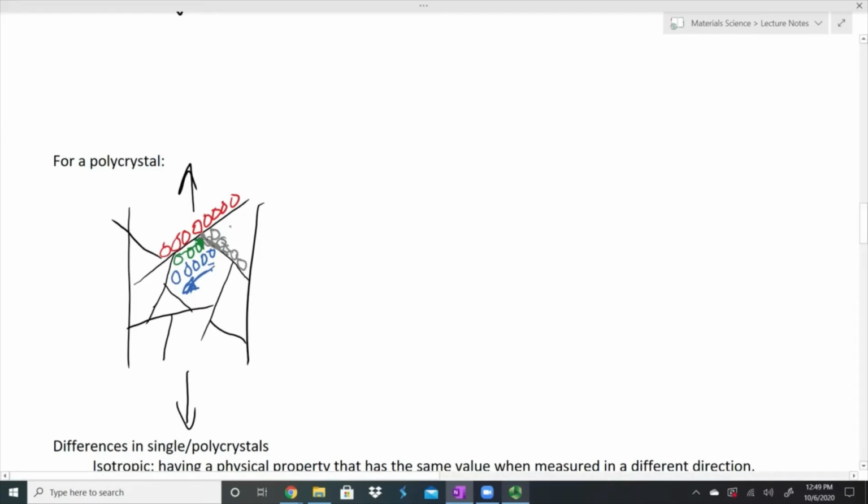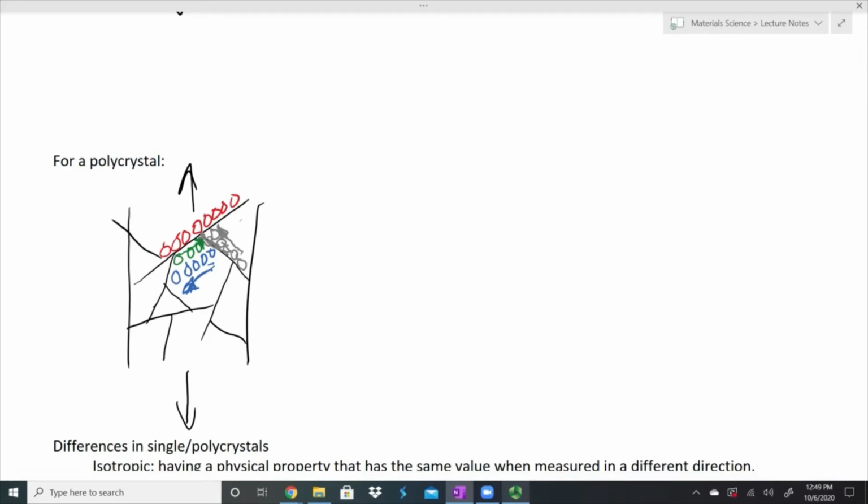They'd have to break through this grain to keep moving. And this grain, since it's oriented differently, doesn't want to break in that direction. It would rather break or slide in some other direction. And since those directions aren't lining up, it's actually more difficult to break this material.